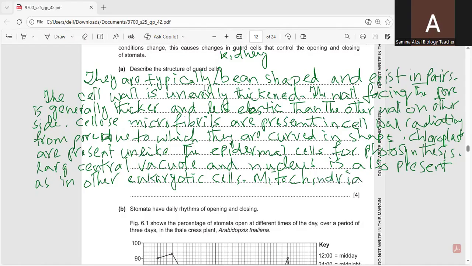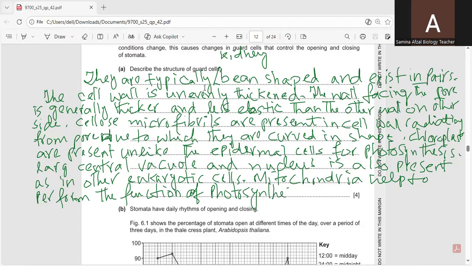Mitochondria help to perform the function of photosynthesis by providing energy. So it was all about the structure in part A of this question. Now we are moving towards the next question.